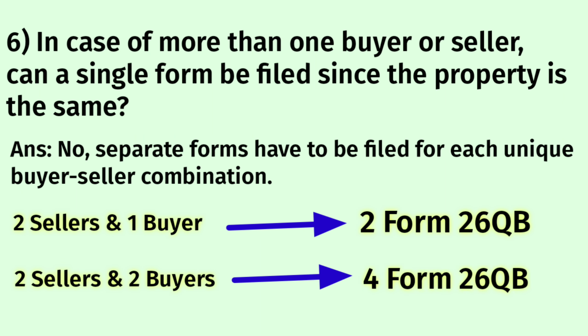I repeat, in case of 2 sellers and 1 buyer, 2 Form 26QB have to be filed, and in case of 2 sellers and 2 buyers, 4 Form 26QB have to be filed.